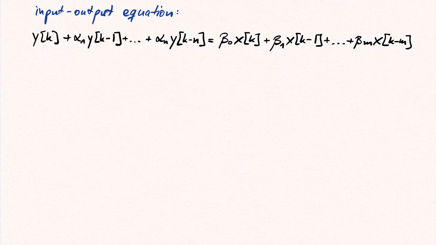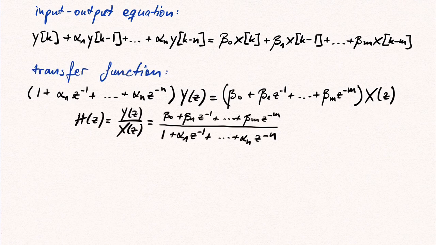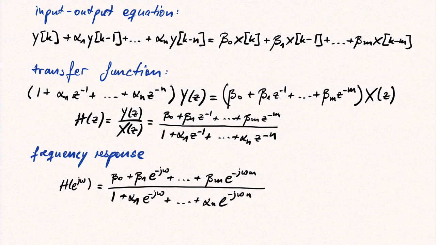In contrast to the input-output equation of finite impulse response filters, the output y at time k doesn't only depend on the input signal x, but also on the output signal at previous sampling instances. Applying the Z transform to the input-output equation allows us to derive the transfer function of the system h of z, which is defined to be equal to y of z divided by x of z, so that the transfer function is given by a numerator polynomial with coefficients beta divided by a denominator polynomial with coefficients alpha. By substituting the complex variable z in the transfer function, we can also find the frequency response of the filter in normalized frequency and in real frequency.